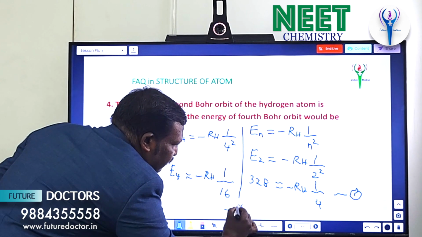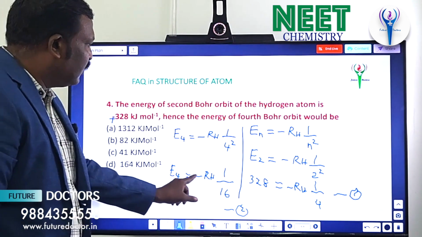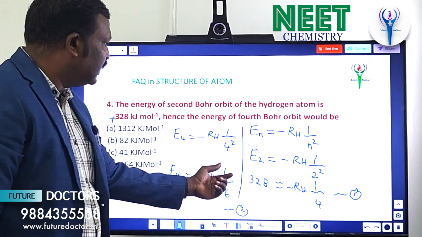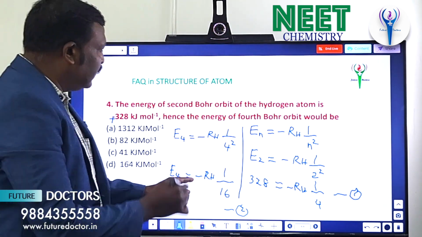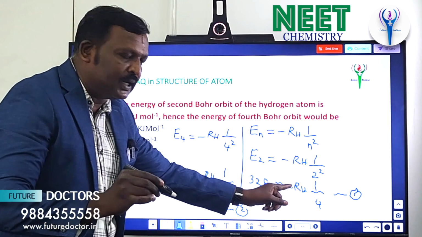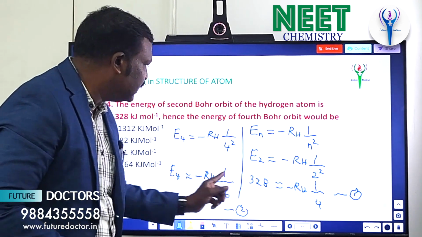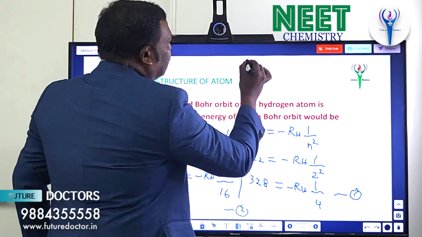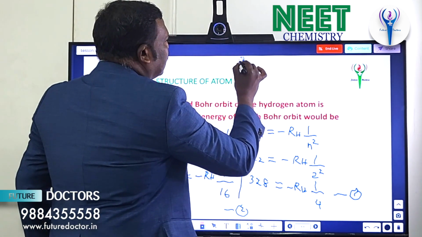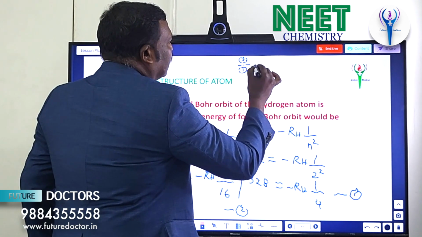Okay, you just compare. If you compare, you divide E4 equation, that is equation number 2 by 1. When you divide, the minus here and the minus here will be cancelled. The R_H here and the R_H here will also be cancelled. I'll write it here: divide equation number 2 by 1.